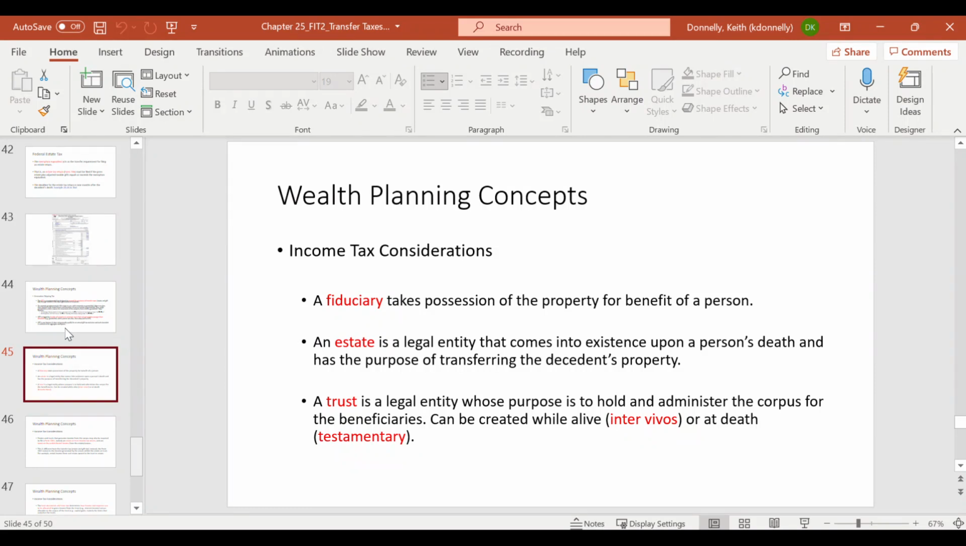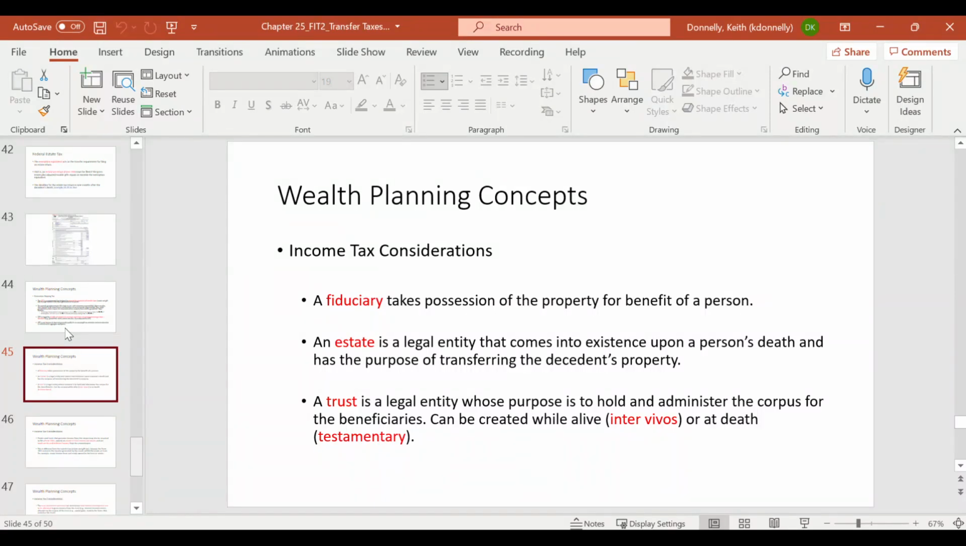A few other items here at the very end, some income tax considerations. So we're going to look at potentially a trust return. So basically a fiduciary, we're going to look at some definitions first. This is someone who takes possession of the property for the benefit of a person. So it's someone who manages property. They have a legal duty to act in the best interest.